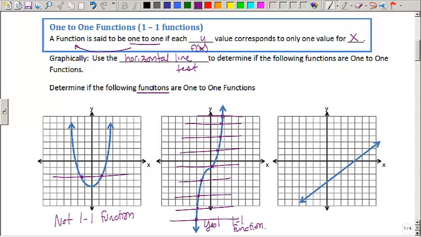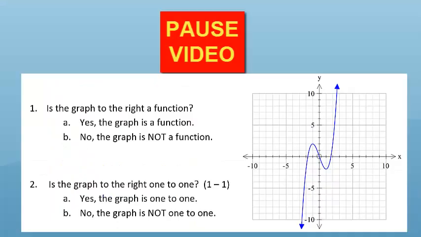Let's look at our last function. We already know it's a function because it passed the vertical line test. In order for it to be one-to-one, I'm going to pass a horizontal line through it, and we see that the horizontal line only intersects the graph at most one point. So in this case, yes, this function is a one-to-one function. This 1-1 means one-to-one. It's just shorthand notation. Sometimes it kind of looks like a broken up H, but it really is 1-1. I just wanted to make that clear.